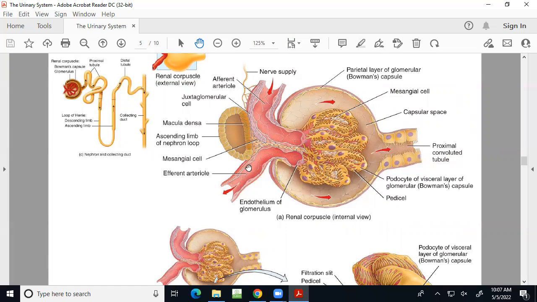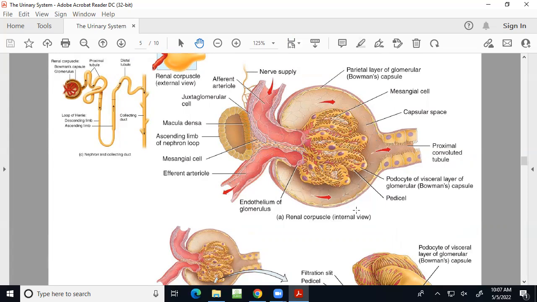Now, like I said, not everything is going to leave the blood. So what's going to be retained in the blood is going to exit out of the capsule via the efferent arteriole. So blood comes in via the afferent. We filter it. We pull a lot of stuff out, forming filtrate, precursor to urine. We don't pull everything out, and what's left in the blood leaves via the efferent arteriole.